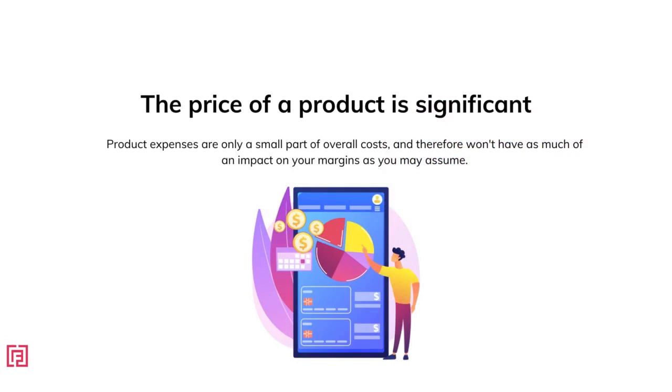Obviously, the price of a product is still significant. And you may always work on lowering the ultimate landing cost by negotiating with a different supplier, placing a larger order, and so on. But, as I previously stated, product expenses are only a small part of overall costs, and therefore won't have as much of an impact on your margins as you may assume. Packaging is also critical, especially if the product size or weight falls into an FBA group that is on the borderline. You can check FBAs separately on Amazon's help pages to see if you can save money by reducing the item's size or weight.